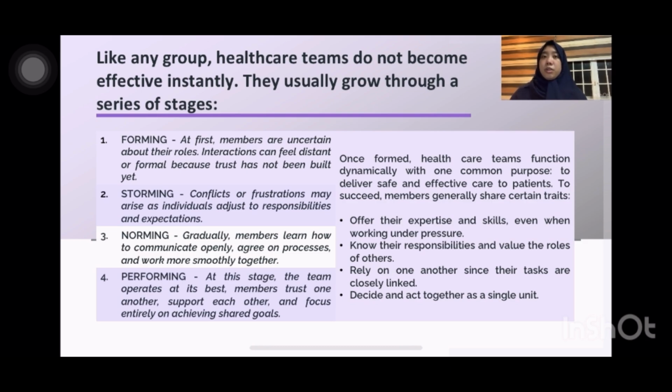They usually go through a series of stages. 1. Forming. At first, members are uncertain about their roles. Interactions can feel distant or formal because trust has not been built yet.